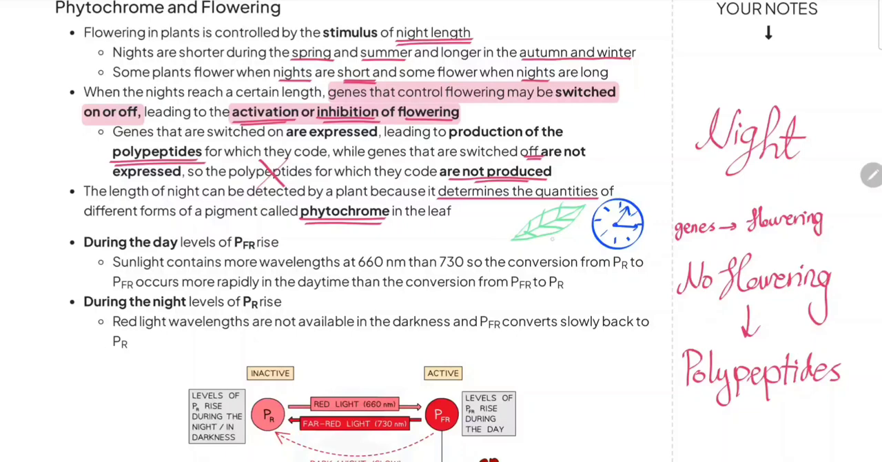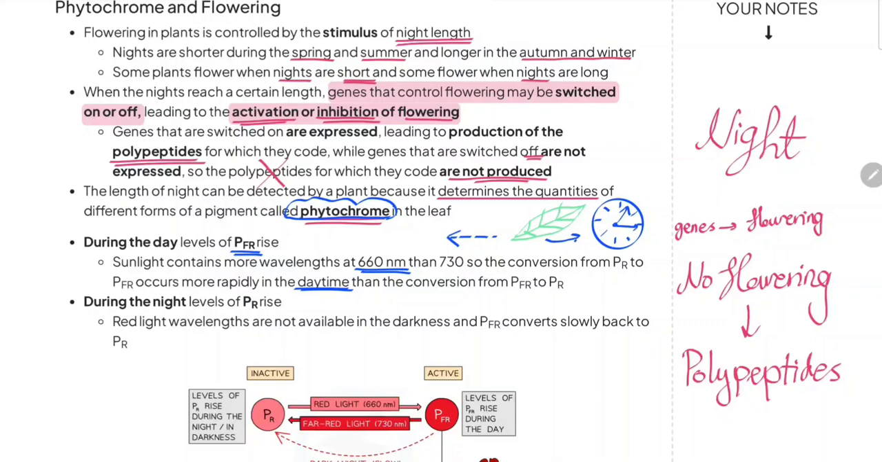Because it can determine that not from looking at the clock, but from determining the levels of our pigment here, which is called phytochrome. It can determine the phytochrome levels because during the day, levels of the PFR rise. Sunlight contains more wavelengths at 660 nanometers than 730, so the conversion from PR to PFR occurs more rapidly in the daytime than the conversion from PFR to PR.